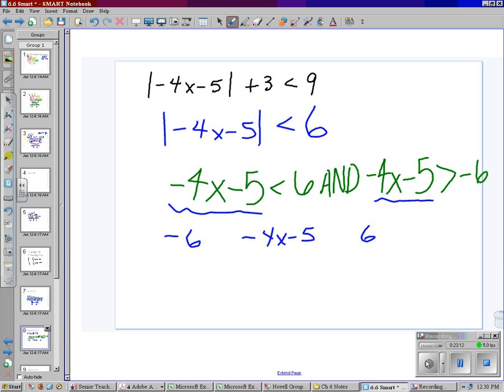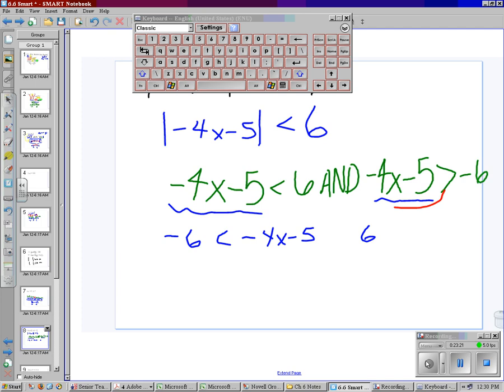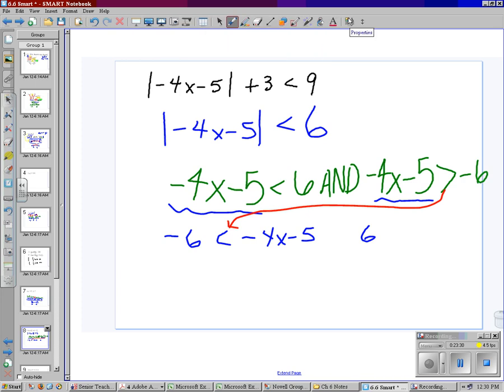Okay, now, I have negative 6 is what then, that negative 4x minus 5? What symbol should I put in there? Any thoughts? Jordan? It should be a less than, because we had these two flipped around, so we need that less than symbol. How about the negative 4x minus 5 compared to 6? What are we going to put in there? I don't want greater than. That's a less than symbol. This one comes straight in there. They're both the same direction, right?